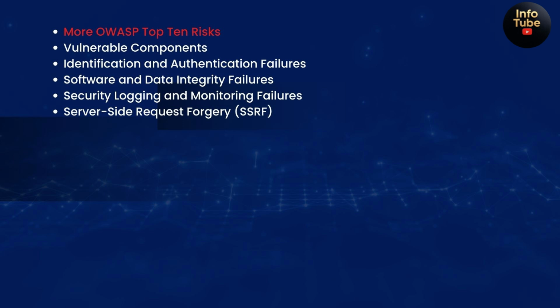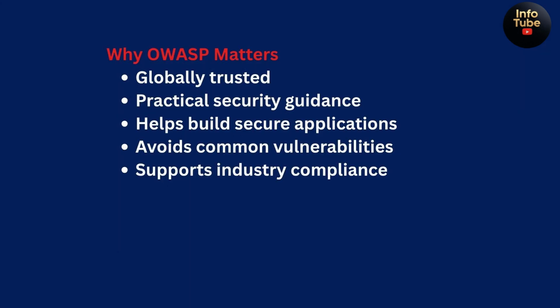Software and data integrity failures involve attackers inserting malicious code into updates or applications, which then get deployed to users. Security logging and monitoring failures mean that attacks go undetected because there is insufficient monitoring or alerting. Lastly, server-side request forgery, or SSRF, allows an attacker to make the server perform unintended actions, such as accessing internal services. So why does OWASP matter?